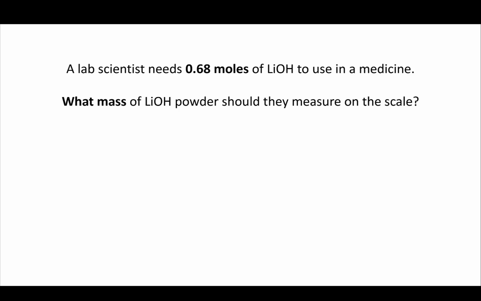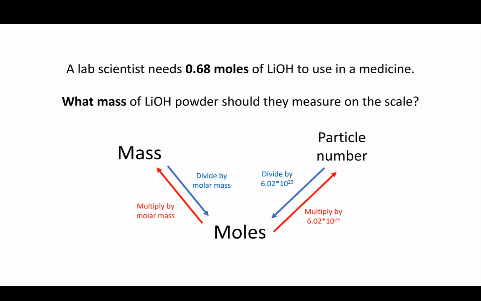A lab scientist needs 0.68 moles of LiOH to use in a medicine. What mass of powder should they measure on the scale if they need this many moles? So this is a problem where we start with a number of moles and we need to end with a mass. So we're leaving moles going into mass. We're probably going to multiply. Leaving moles going into mass, we multiply by the molar mass because we're going from moles to mass. So we take this number and we multiply it by the molar mass of the chemical.